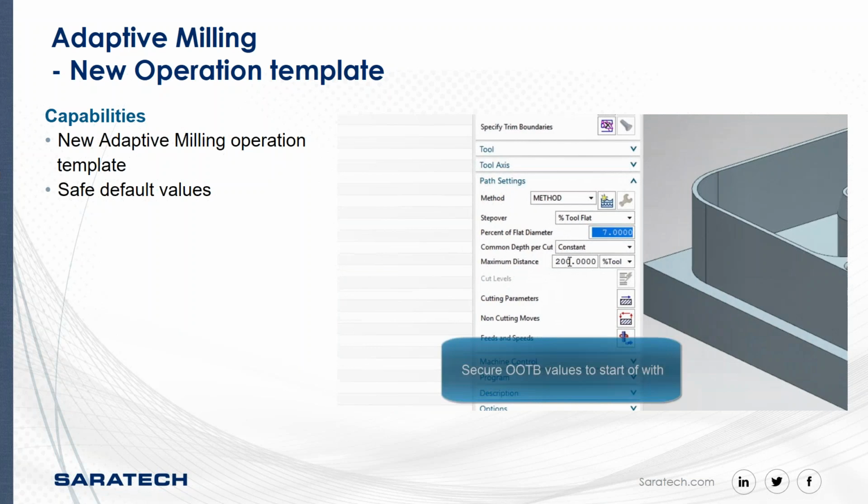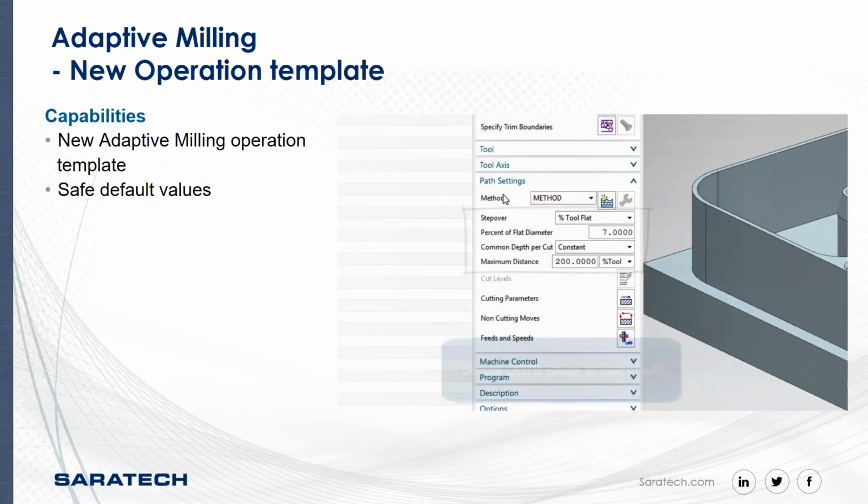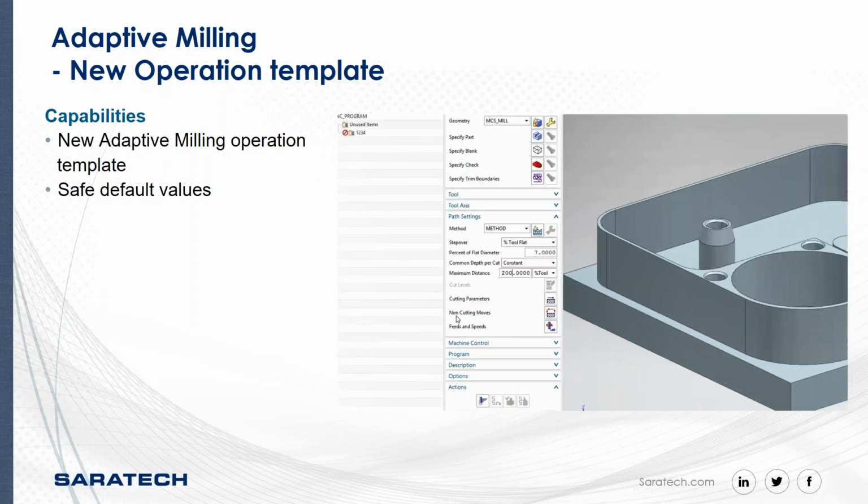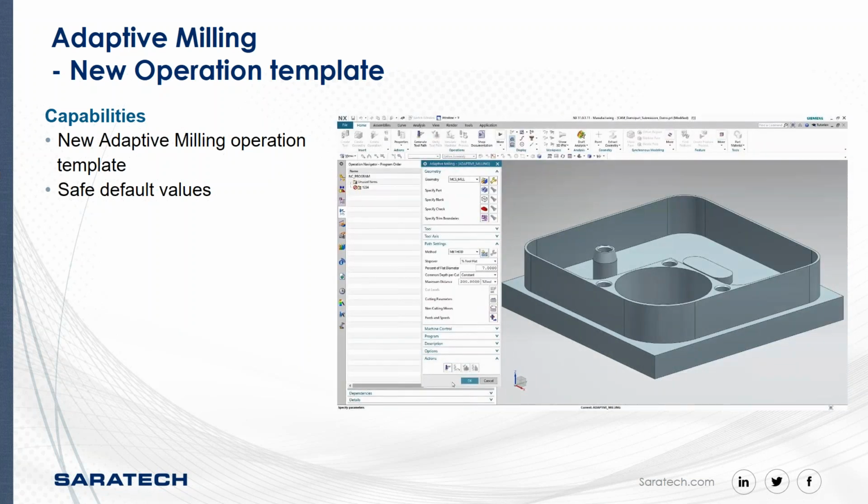The capabilities of the new adaptive milling operation template include safe default values. It's been built on the cavity milling template, and it was decided to create a new template because the parameters varied so much from cavity milling. The adaptive milling template provides the user with secure default values, so you can run this without changing those default values and it'll be in the safety zone. To be highlighted are the depth of cut at 2x the step over and a step over of 7% of the tool diameter. So it's going based off of chip load more than feed rate and spindle speed.